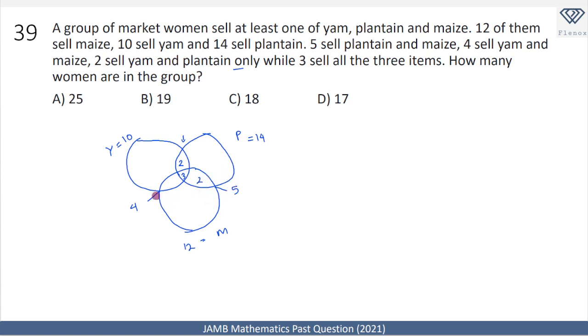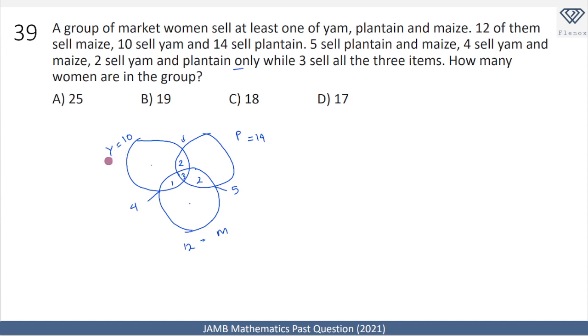Similarly, for the number that sell yam and maize only, we are told that 4 of them sell yam and maize, but that will include those that sell all 3 of them. So the ones that sell yam and maize only will be 4 minus those that sell all 3, which is 4 minus 3, and that equals 1. So now you see that we're already filling up all the circles. What we're left to fill up is this spot over here, this spot over here, and this spot over here. So now let's figure out the number that sell yam only.